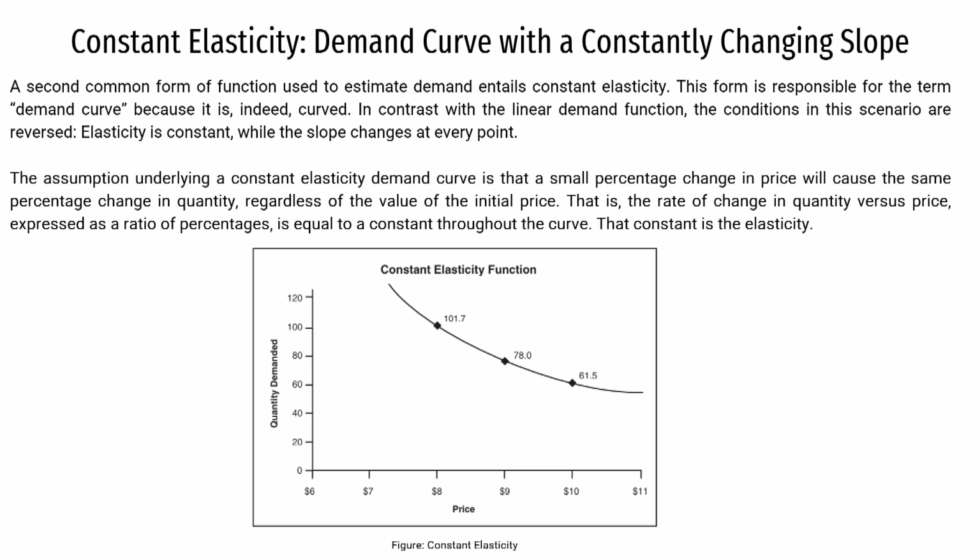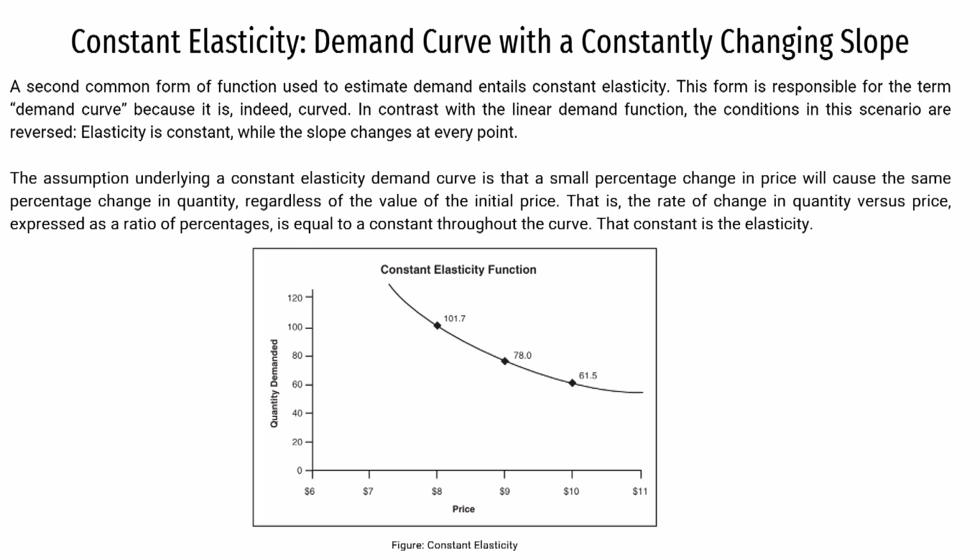So, a second common form of function used to estimate the demand entails constant elasticity. Now, in this case, we are keeping the elasticity, that is the percentage change in quantity demanded divided by percentage change in price, constant, but the slope will keep changing. This form is responsible for the term demand curve. It is not a straight line; in reality it is a curve, right. In contrast with the linear demand function, the conditions in this scenario are reversed, that is, elasticity will remain constant while the slope changes at every price point.